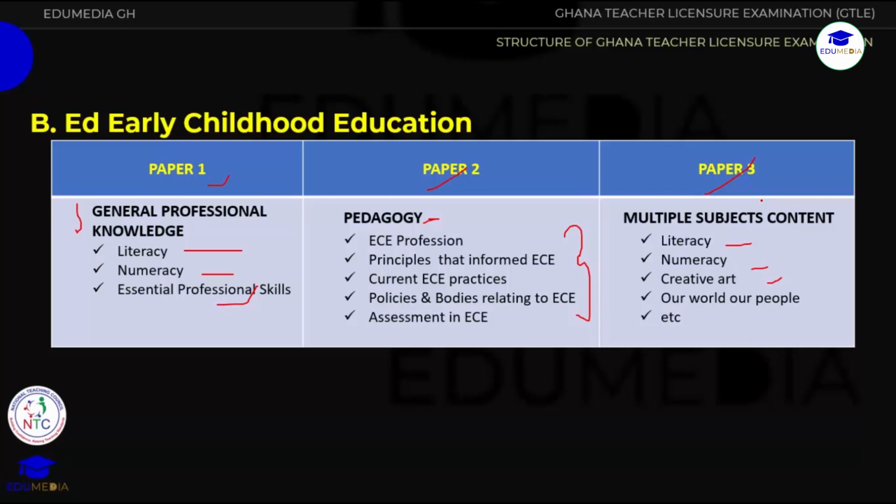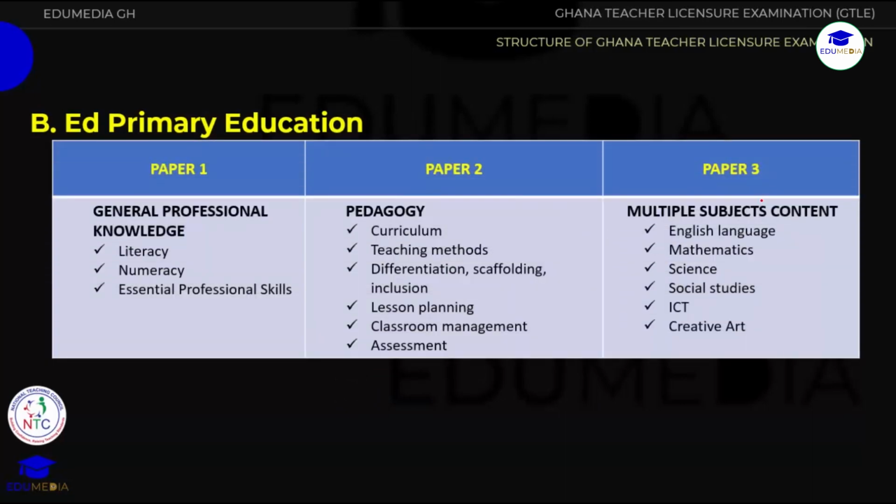Then the next area that you're going to look at is those who study Bachelor of Education in Primary Education. So if you study this, the same thing, you're also going to write 3 papers. One of the papers is going to be General Professional Knowledge. As usual, that's made up of literacy, numeracy, and then essential professional skills. And then you now move on to pedagogy.